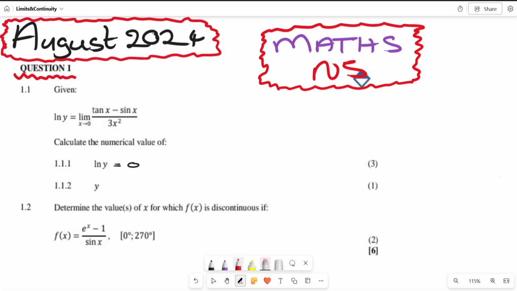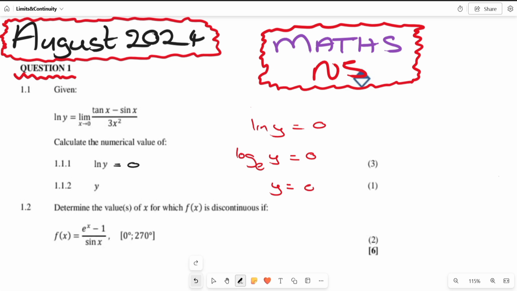Okay, so if ln y is equal to 0, then when we introduce log, that means log base e. Remember, ln y is the same as saying log with base e. Let me just write that properly. Okay, ln y is equal to 0. So therefore, y would be equal to e to the power of 0, which will just tell you that y is equal to 1. Okay, that's why it's 1 mark.